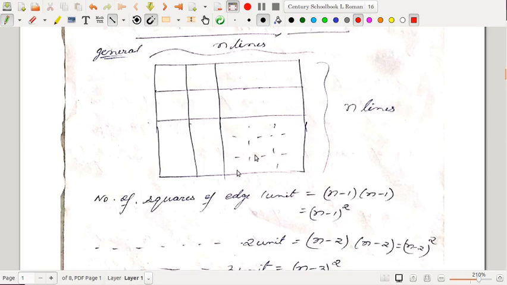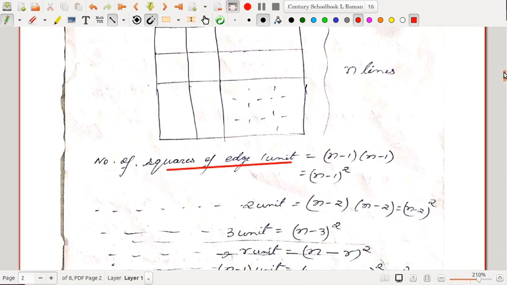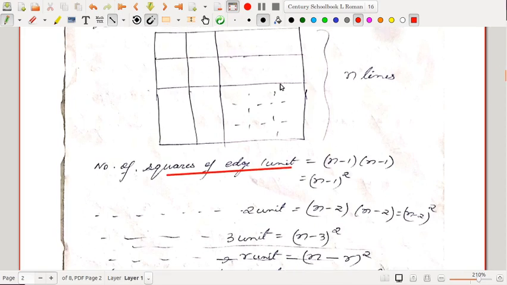It's similar. The number of squares of edge 1 unit will be how much? How many pairs are there? 1, 2; 2, 3; 3, 4; like that. So the last one will be n minus 1, n. So there are exactly n minus 1 pairs of lines which are 1 unit apart. Similarly, there are n minus 1 pairs of horizontal lines which are 1 unit apart. So the number of squares of edge 1 unit is n minus 1 whole square.